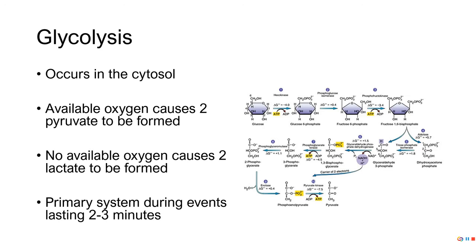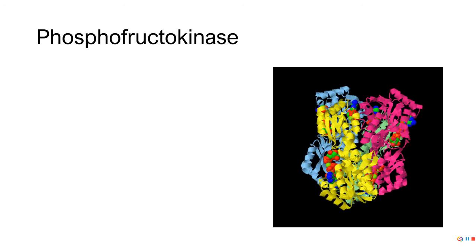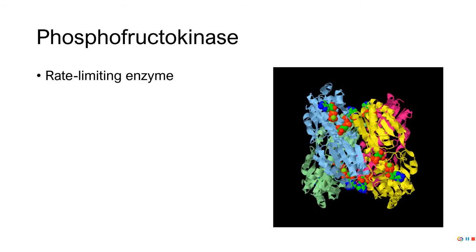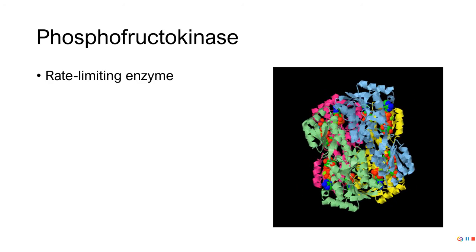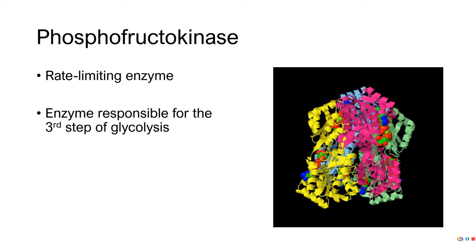Okay? Glycolysis is the primary energy system once the ATP-PCr system is depleted, and continues to be the primary energy system for all-out events that last anywhere from 2 to 3 minutes. Phosphofructokinase is an enzyme that is in fact the rate-limiting enzyme for glycolysis. Phosphofructokinase is the enzyme that allows that third step of glycolysis to occur.